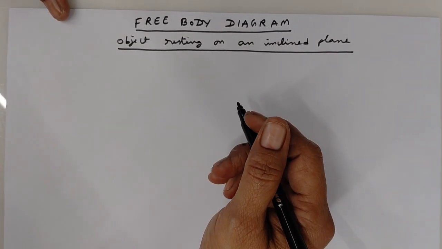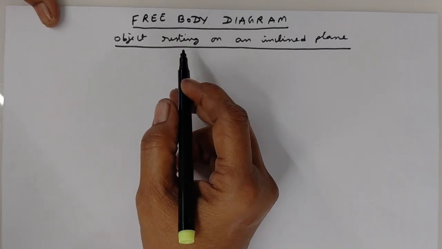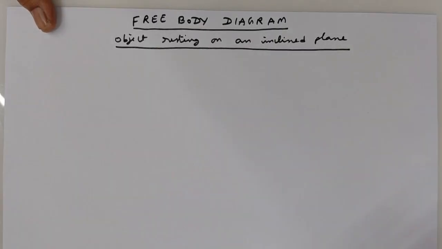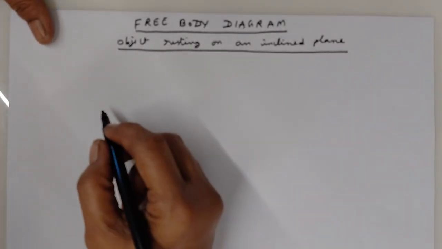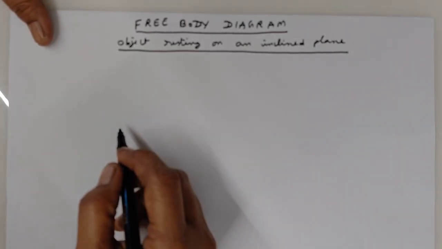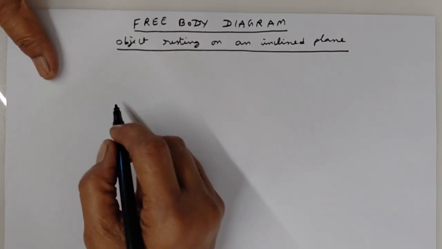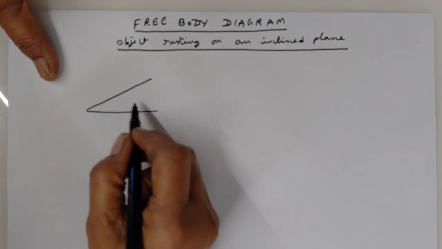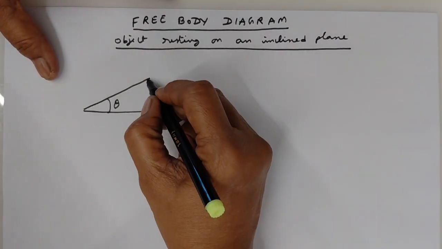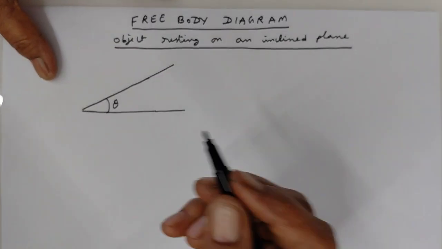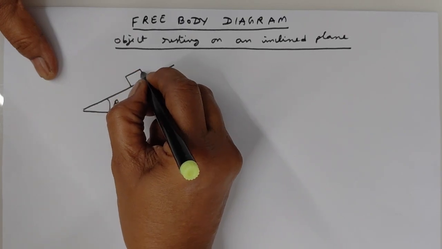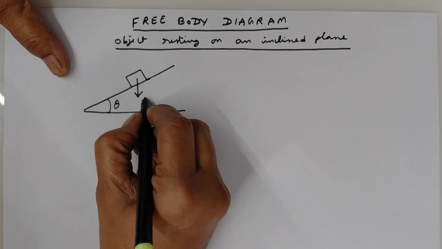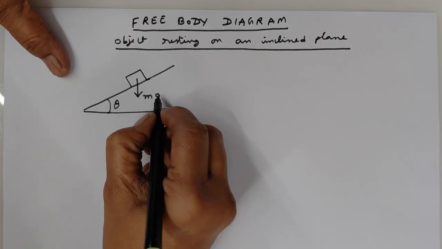Hello everyone. In this video, I'm going to discuss the free body diagram of an object resting on an inclined plane. So let us consider an object which is resting on an inclined plane, which is at an angle theta like this, right? So let us consider an object with weight W, a mass M, which will give the weight equal to mg.